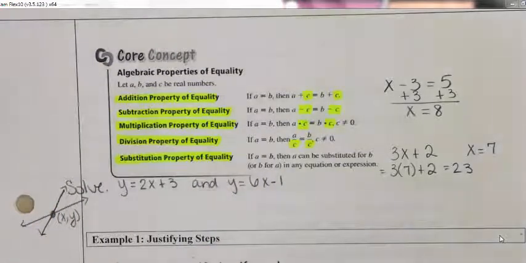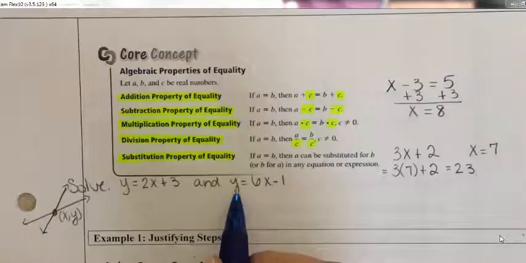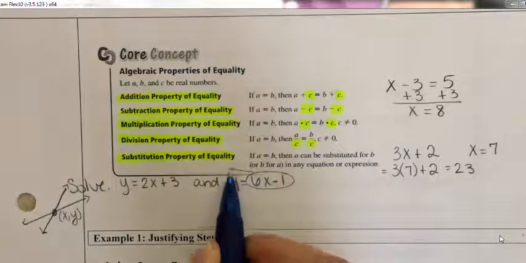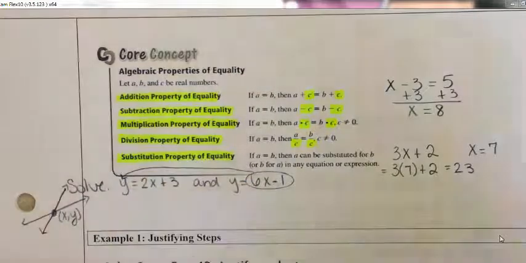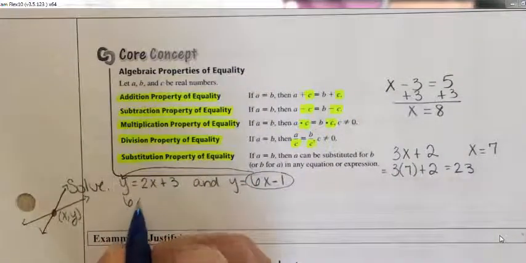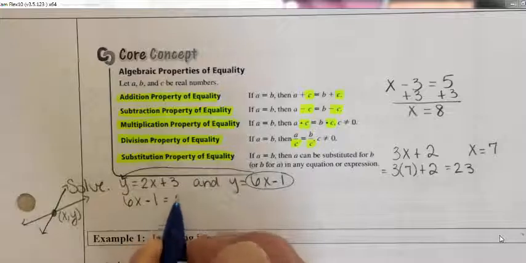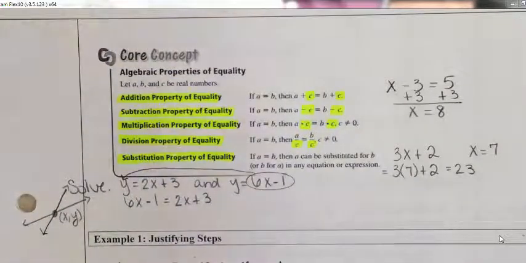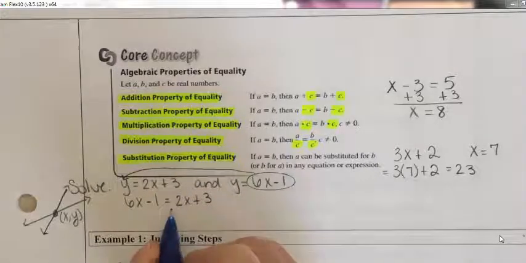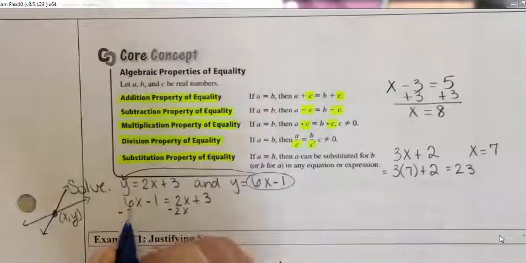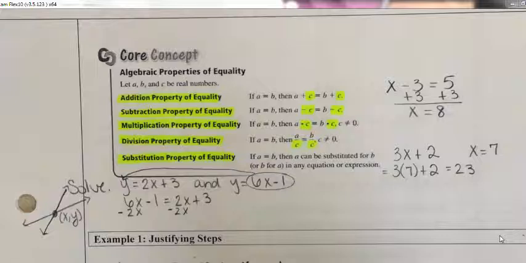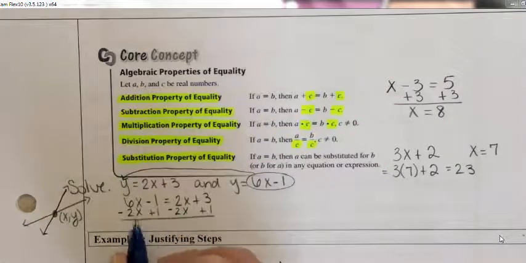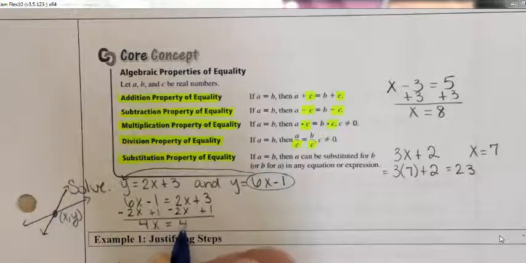Well, how do I do this, you ask? Well, notice how they're both set equal to y. So I can literally just take this piece that is set equal to y, plug it into the other one for y. So I can end up with an equation that is 6x minus 1 equals 2x plus 3. And now I can continue solving this for x. So maybe I'll subtract 2x from both sides. At the same time, I'll go ahead and I'll add 1 to both sides. So I ended up with 4x equals 4.